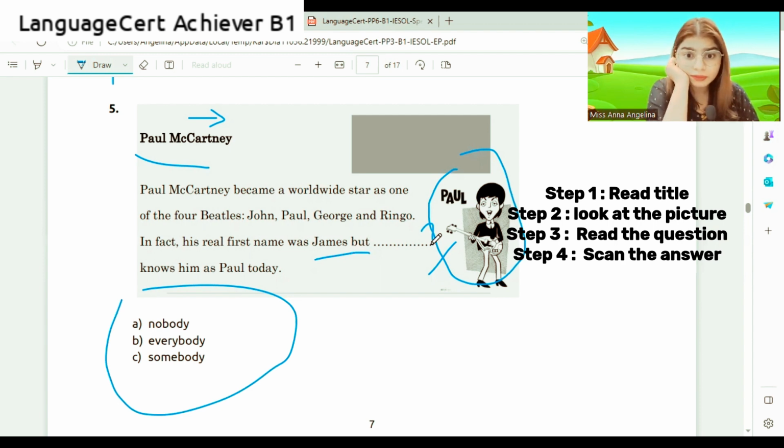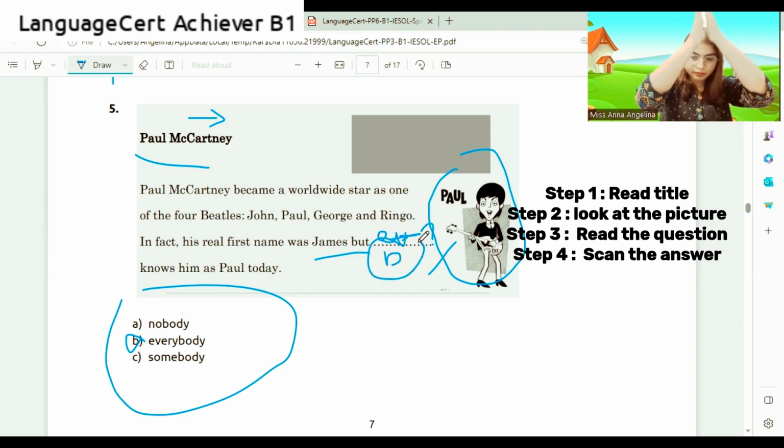Okay. Did you say everybody? If you said everybody right now, you're right. The answer is everybody. So we can also write B in here. Of course, that's the correct answer. Good job. Very nice.